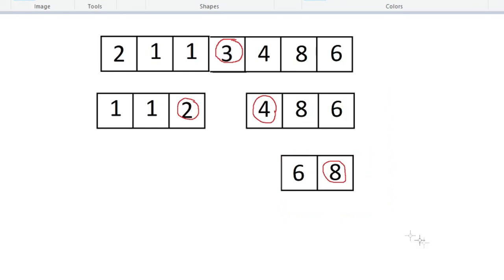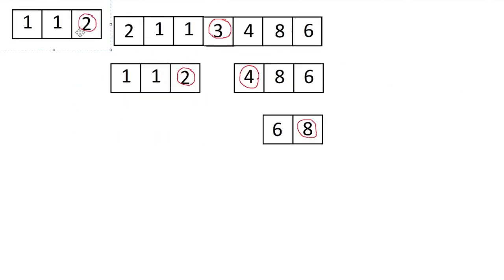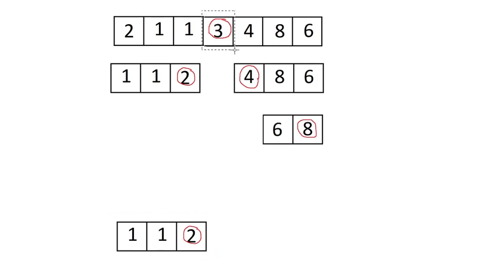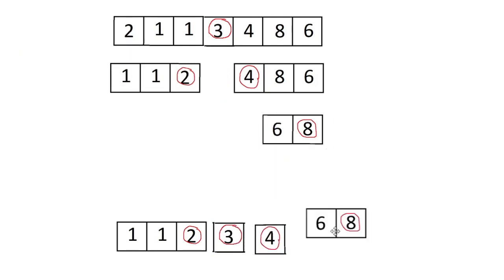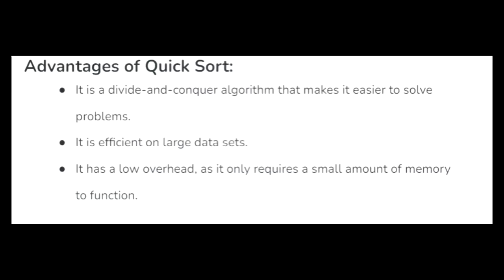So by the end of this, it's important to remember that this is all happening in place. It's not creating new arrays and sending that, it's just changing the indexes of where the partition algorithm should start and stop. But anyway, if I drag these back together, we will see the end result of the array, and as you can see, 1, 1, 2, 3, 4, 6, 8. It is now sorted. Advantages of quicksort.